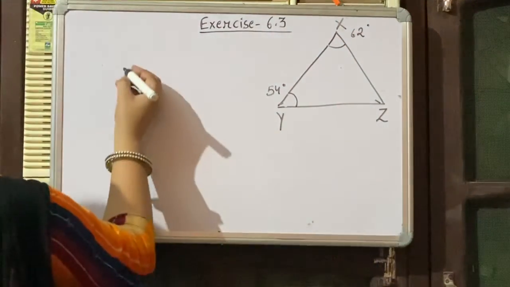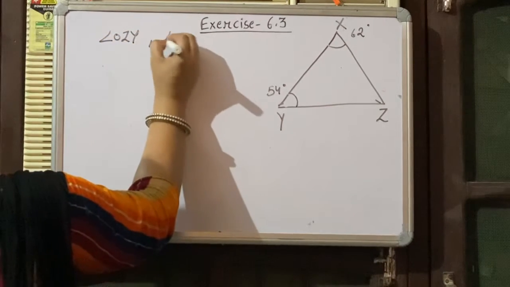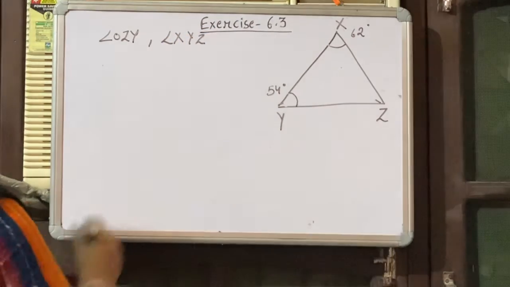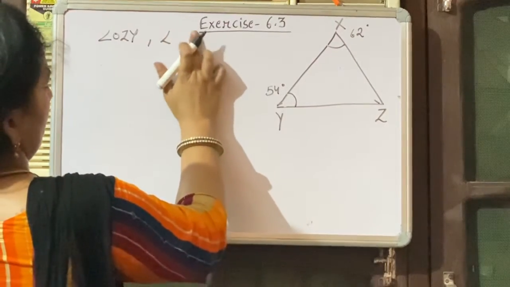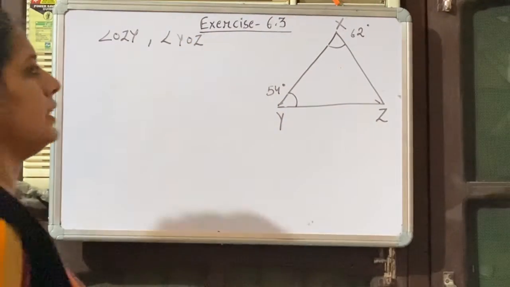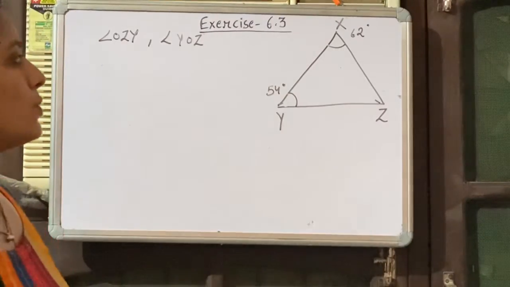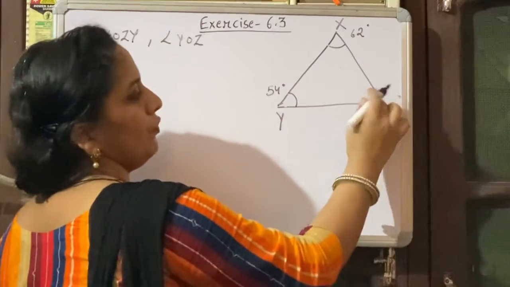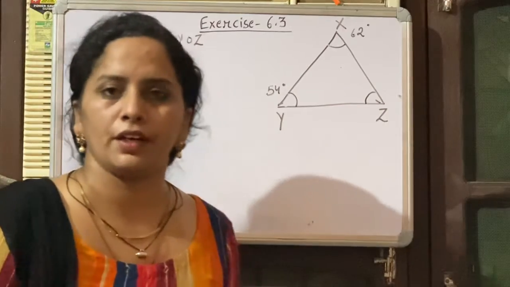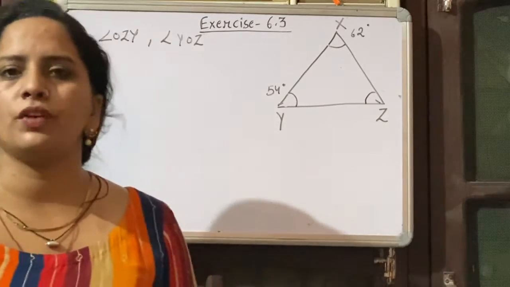We have to find out the values of angle OZY, XYZ and YOZ. So first of all, just use these two given values. By using these two values, we can easily find out the value of this third angle Z by using the angle sum property of a triangle, because we know that the sum of all three angles of a triangle is equal to 180 degrees.